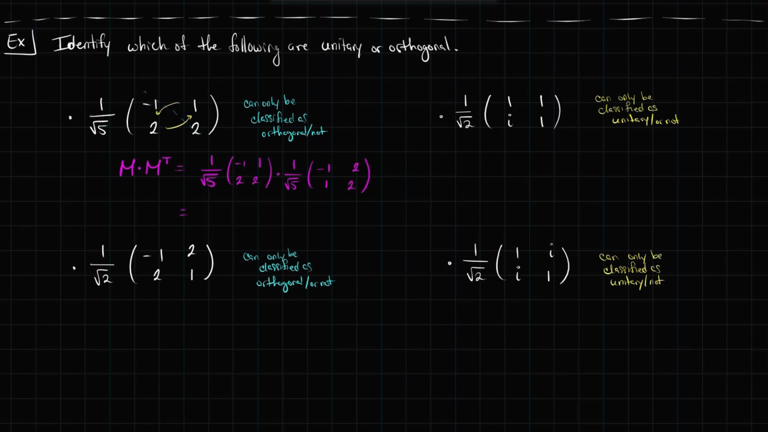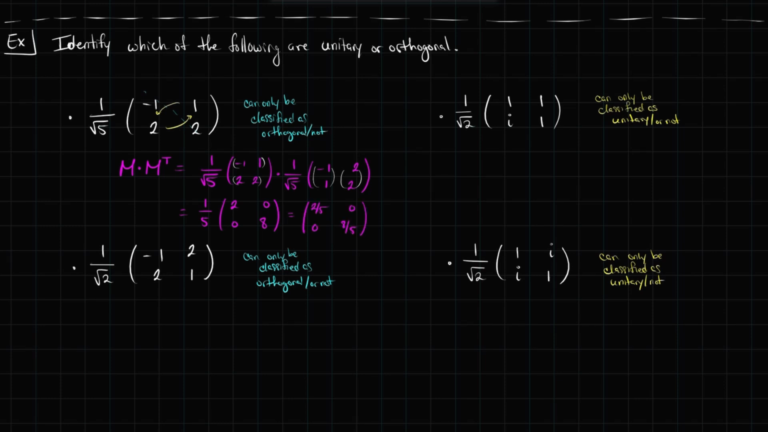I then compute this, looking at all rows and columns, and I have a 1/5 up front because I have 2 copies of root 5. My top row against my left column is going to give me 1 plus 1, or 2. My top row against the right column is going to give me negative 2 plus 2, which is 0. My bottom row against the left column is going to give me negative 2 plus 2, also known as 0. And then the bottom row against the right column is going to give me 2 squared plus 2 squared, also known as 8. And that's going to end up giving me, when I pass the 1/5 through, 2/5, 0, 0, 8/5.